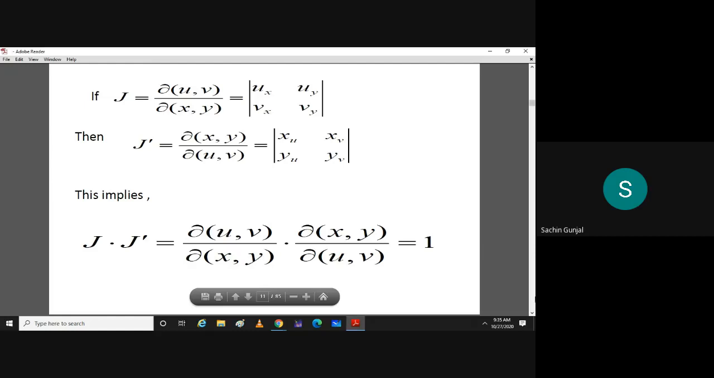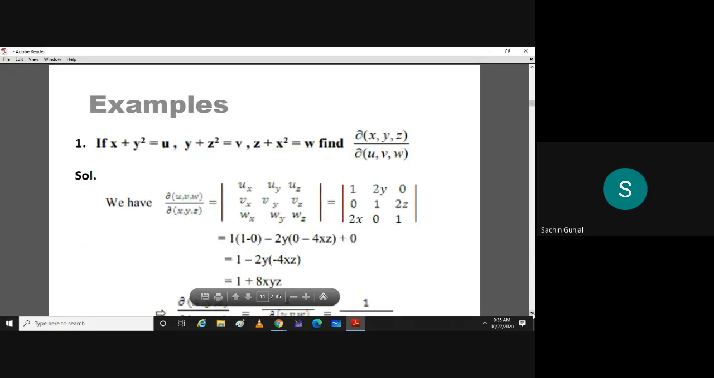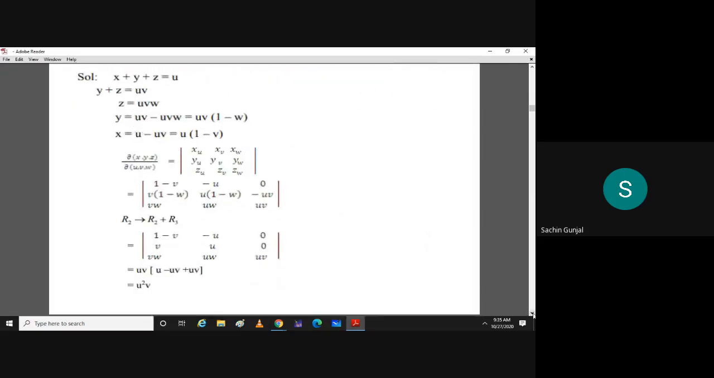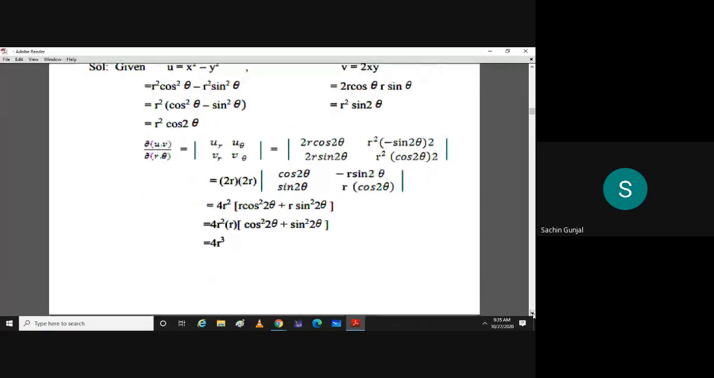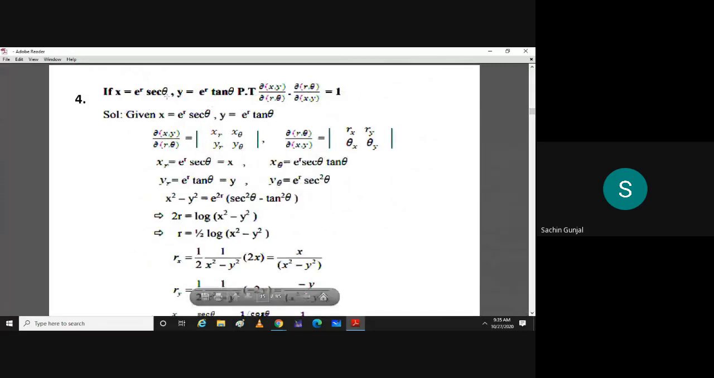Okay, now questions can be of verification of this rule. Like you can see here, x is equal to e raised to r sec theta and y is equal to e raised to r tan theta. Then the question is, prove that the Jacobian of xy with respect to r theta into the Jacobian of r theta with respect to xy is 1. That means verify that J into J dash is 1.